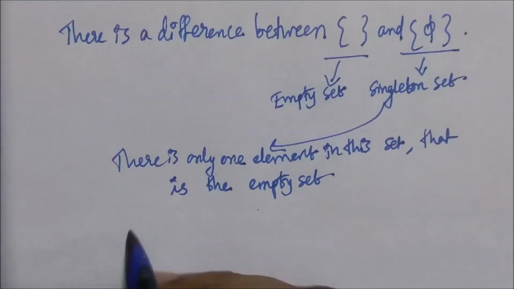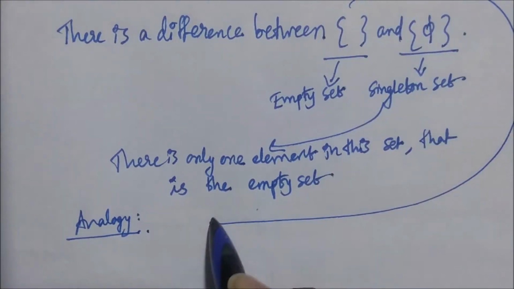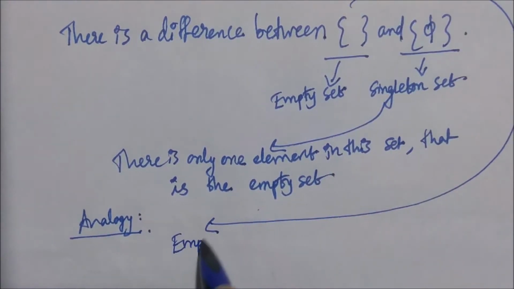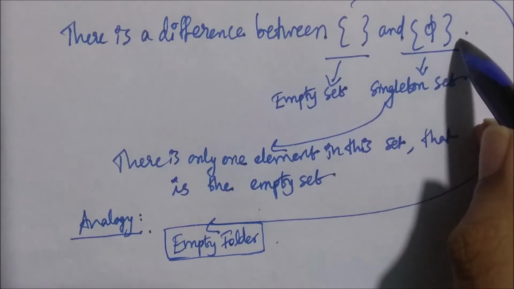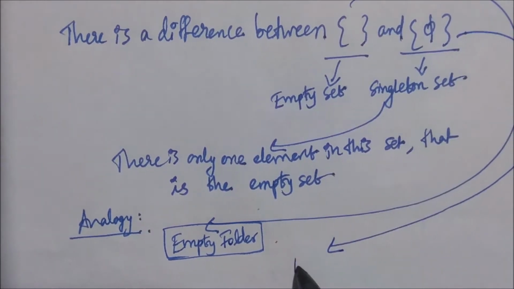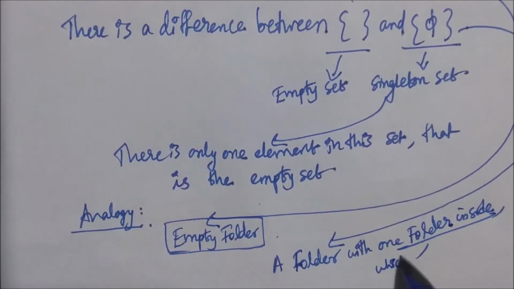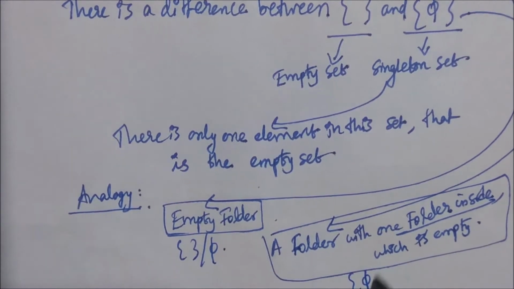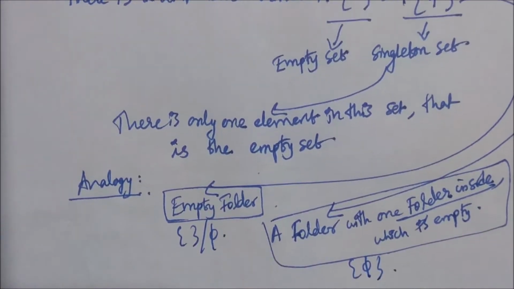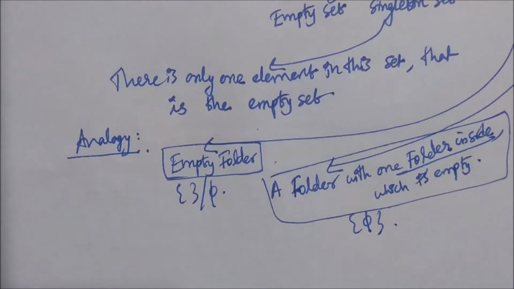There is a difference between these two, and maybe we can map it this way. Consider an empty folder in your file system in the computer. That can be mapped to an empty set. Now you have a folder, and within that folder you have another folder, but that one is empty. This is the same as our singleton set, writing the empty set within curly brackets. Did you get that analogy? The empty folder is different from a folder which contains an empty folder, right?